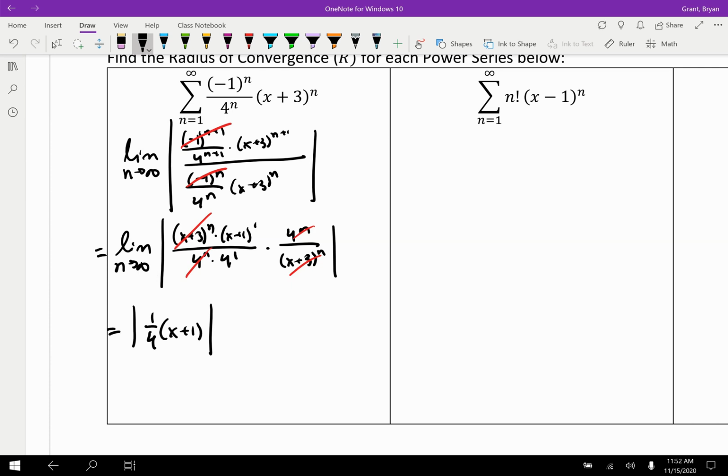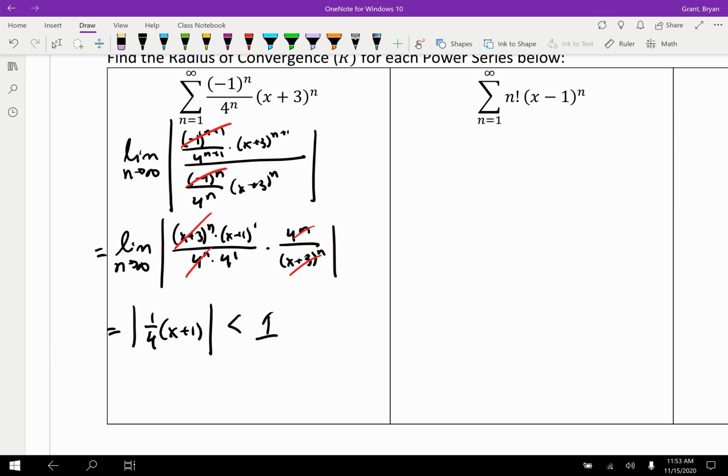Okay, and what do we know about the ratio test that has to happen for our series to converge? Well, the answer to the ratio test has to be less than 1. And so as long as this inequality holds true, our series will converge. Notice that x plus 1 isn't isolated though, and this is 1/4.